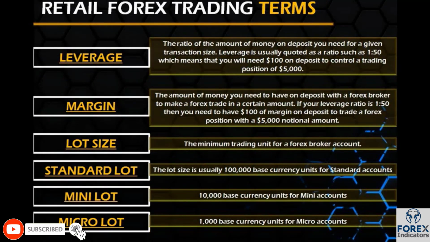And now we move on to retail forex trading terms. The main one that you might see is a very used term, which is leverage. That's the ratio of the amount of money on deposit you need for a given transaction size. Leverage is usually quoted as a ratio such as 1:50. Some brokers even offer up to 1:1000, which means that you will need $100 on deposit to control a trading position of $5,000.